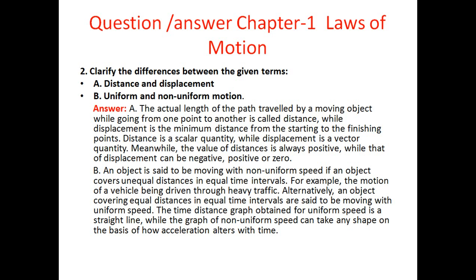Okay, so the value of distance is always positive, while the displacement can be negative, positive, or zero. It means, suppose 1700 meters is a distance; when you find the shortest distance, it might be only 1300, or sometimes it is also greater.